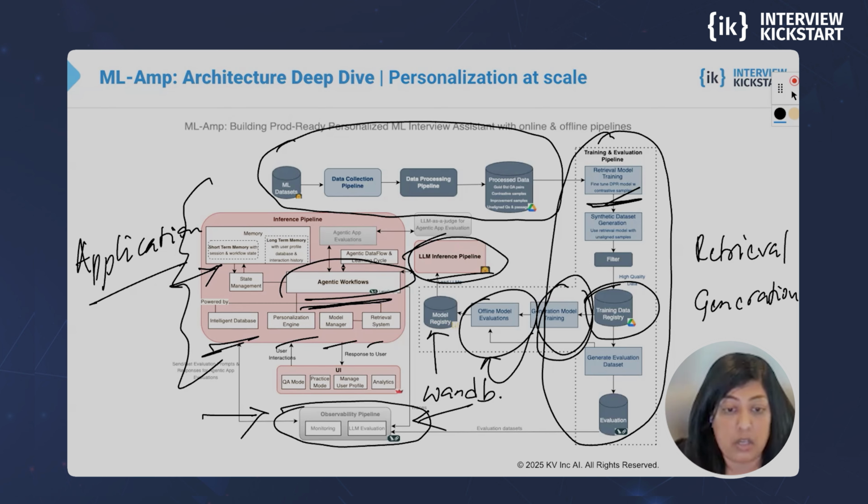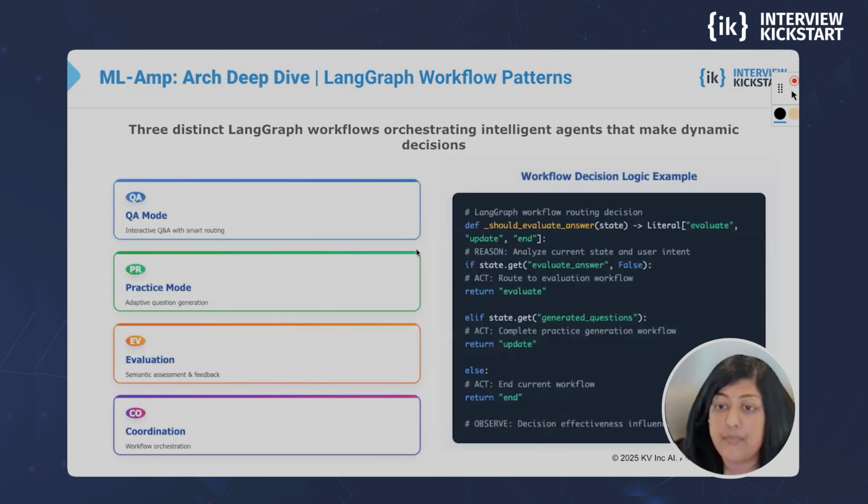Moving to the next piece, this is an example. Like I mentioned, one coordination workflow, right? And three LangGraph workflows, one for the QA mode and two for the practice mode. The practice mode involves the adaptive question generation as well as the response that the learner puts in, and evaluation of it to see how close the learner's response is to the expected one.